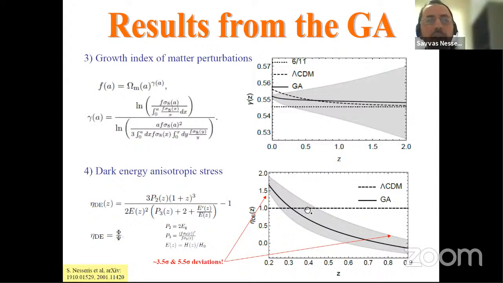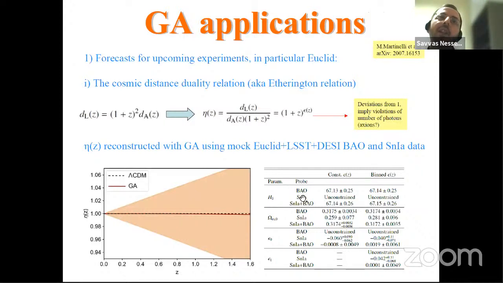Okay. Then the last 2 or 3 minutes, I would like to also say that we have applied the genetic algorithms also to doing forecasts for various collaborations, so in particular in Euclid. So there was a recent paper where we tested the duality relation. So what is the duality relation? The duality relation is also known as the Etherington relation. It's a relationship between the luminosity distance and the angular diameter distance in any metric theory of gravity where the number of photons is conserved. This expression is always true, okay?